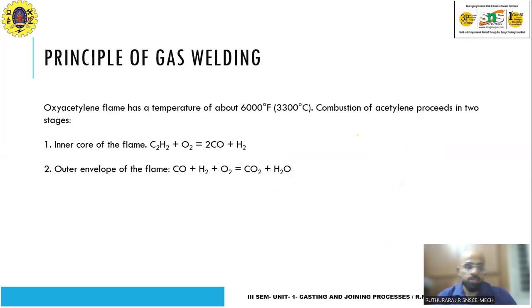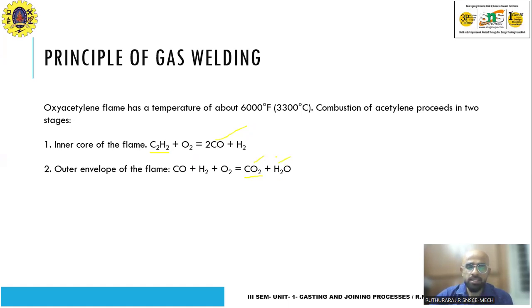In the inner core, C2H2, which is acetylene, plus O2 will give you carbon monoxide and hydrogen. Since in the inner core there is a lesser amount of oxygen, incomplete combustion takes place. When this carbon monoxide goes to the outer envelope, it undergoes complete combustion, carbon dioxide is evolved and hydrogen forms H2O, that is water, which is liberated.